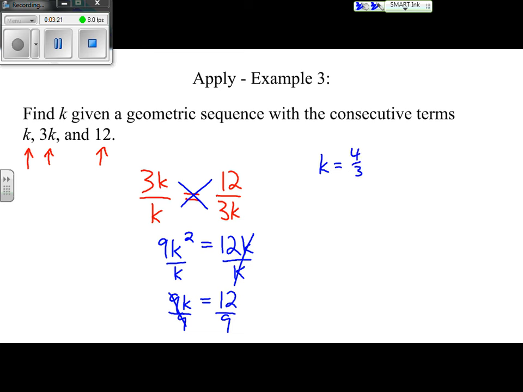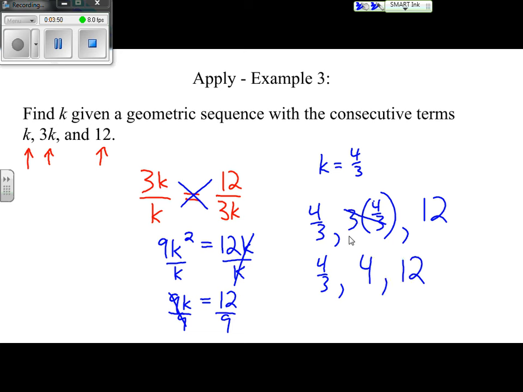So we found k. Now I want to check to make sure it is correct. And so that would mean that my first term was 4/3, k. And then my next term is 3 times 4/3. And then my last term is 12. All right, so now let's simplify our second term. We have a 3 multiplying. We also have a 3 dividing, so those would cancel out. So I have 4 divided by 3, and then 4, and then 12.